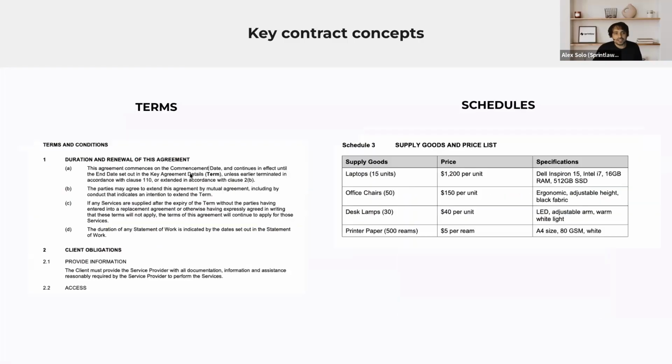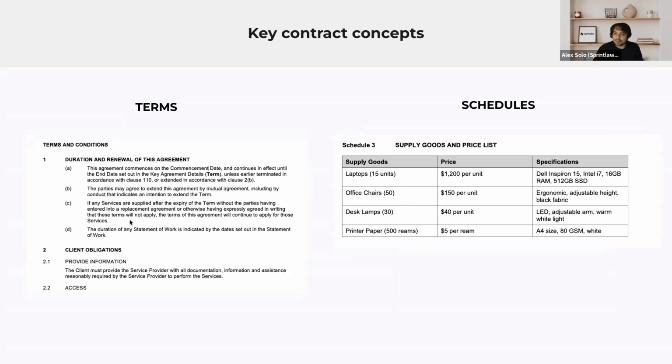So we've got the parties, we've got the definitions, then we have the terms, which are the main part of the agreement, which actually says who's doing what. And they'll say this agreement starts on this day, this person will do this, this person agrees to do that. We'll go into that in a bit more detail.